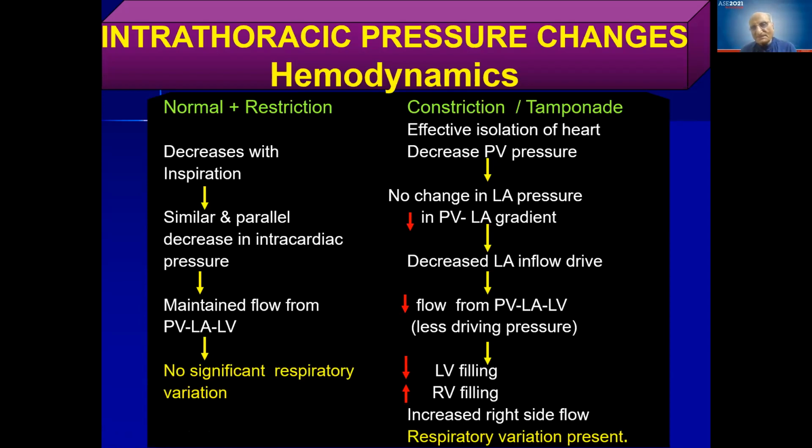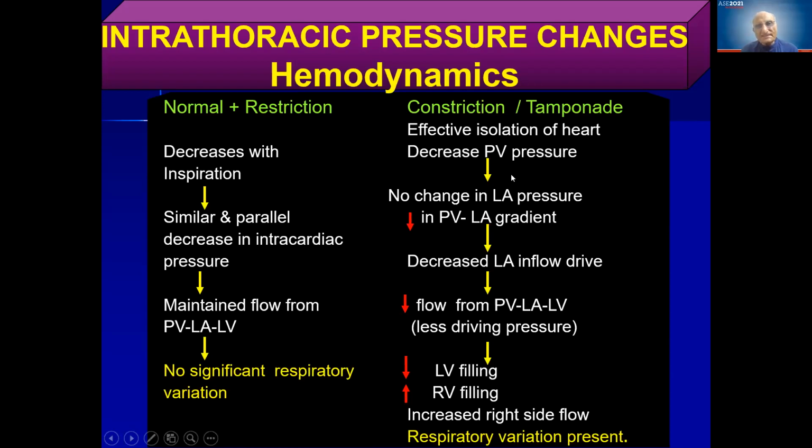Flow is always from a high pressure to a low pressure. So there is a decreased flow because the pulmonary venous pressure has decreased due to the decreased intrathoracic pressure, but the LA pressure is the same. So there is a decrease in LA flow. Why is there a decrease in LA flow? Because LA pressure is increased and it is being filled by the pulmonary vein. I give the same example: if you have to push a 50 kilo person, you require less pressure. If you have to push a 90 kilo patient, you require more force. So this is like a 90 kg and this is a small one. So there is decreased flow from pulmonary vein to LA to LV.